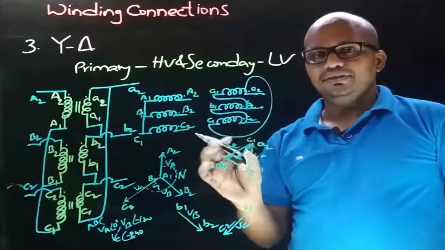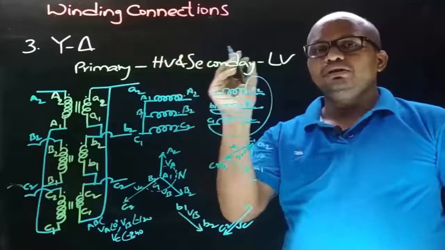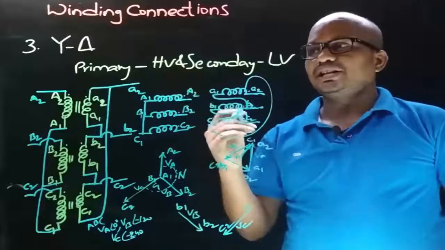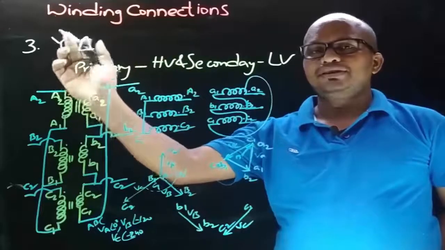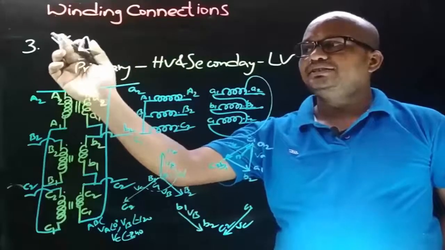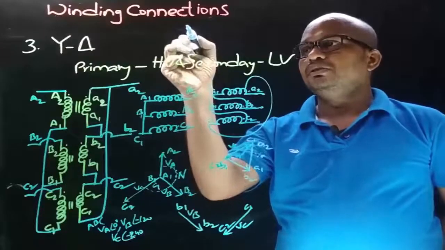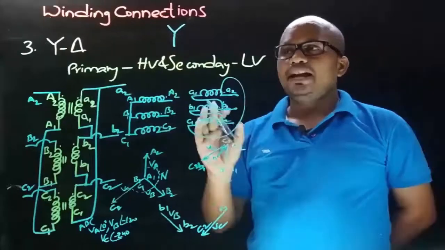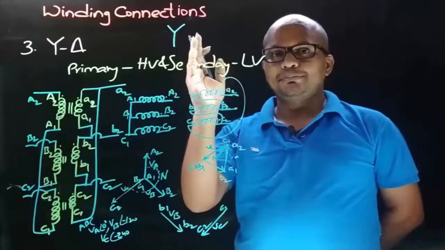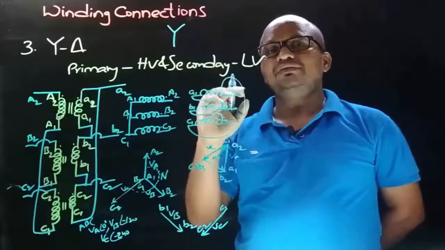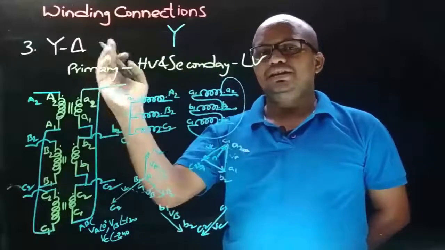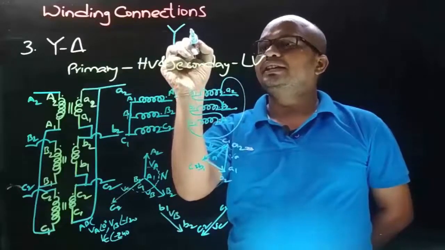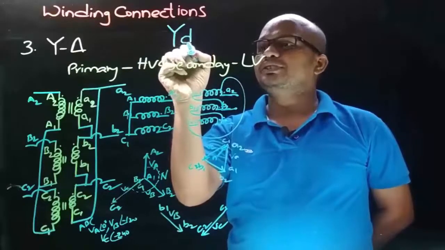Now let's identify the vector group symbol. In the vector group symbol, the first character is a capital letter and it will indicate the HV winding connection, and here we took the primary side winding as the HV winding and this is star connected. So in the vector group symbol, the first character is taken as capital Y. And now the second character in the vector group symbol is in lower case and that will indicate the LV winding connection. And here we took the LV winding connection as delta connection. And so the second character in the vector group is represented with small d.